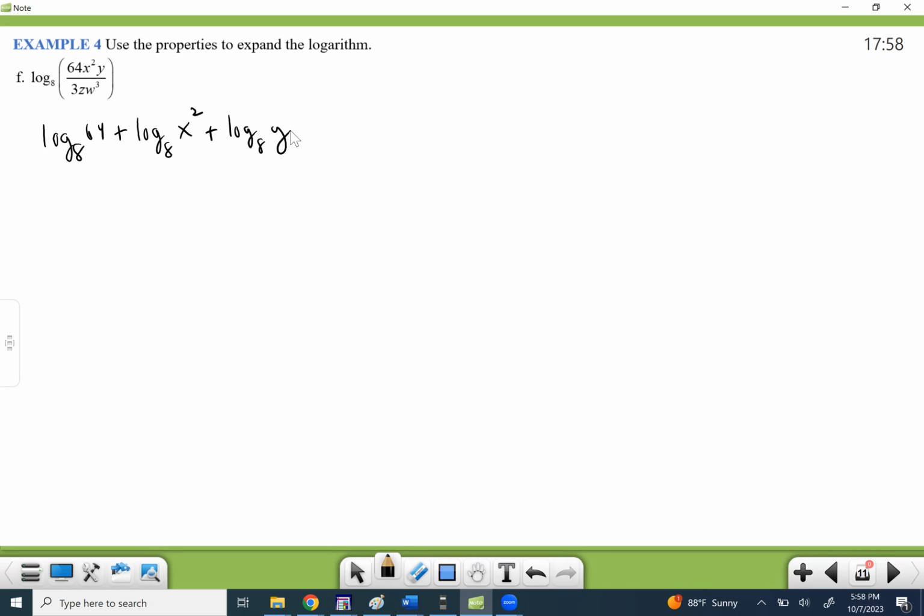Now all the stuff in the bottom is going to be subtraction. So we're going to have minus log base 8 of 3, minus log base 8 of z, minus log base 8 of w cubed.